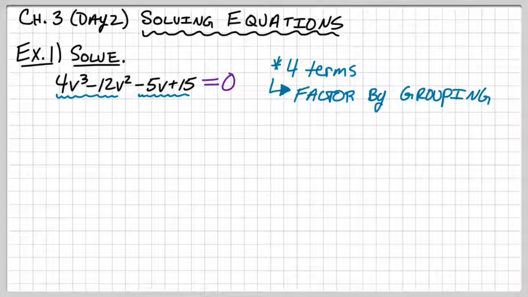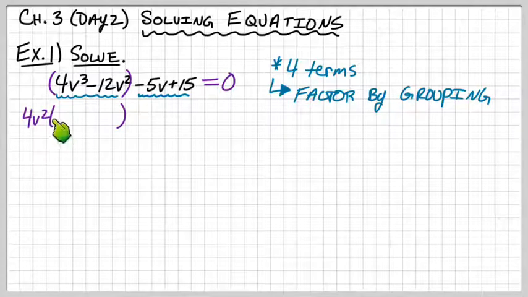So let's group up the first 2, group up the last 2, and then what can I take out of this first pair here? It looks like the biggest thing is 4v squared. So if I group up those first 2 terms there, 4v squared is what I can take out. And I think we're left with just a v from this guy, and then a minus 3 from this guy.